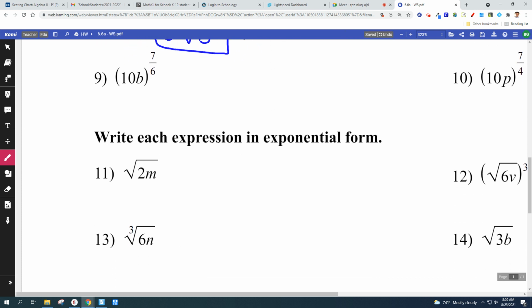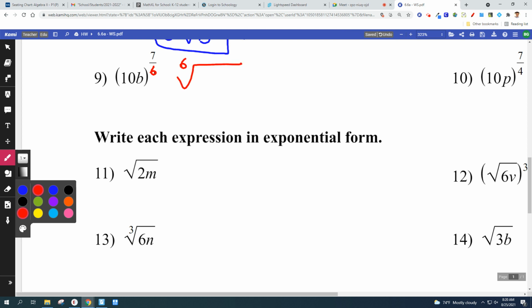So we're writing radical form, all right? So remember, the denominator is the root index. Denominator is the root index. So we know there's going to be a 6th root of something. So that 6th root, to me, it looks like the sixth root of 10b to the seventh, okay? That's kind of what it looks like, okay?